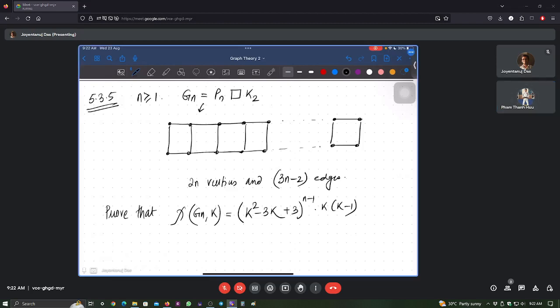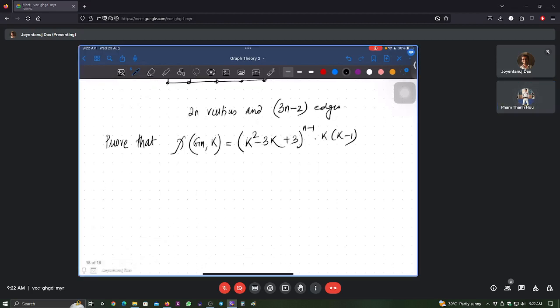So how to do it? We should use induction on n. Yes, we can try induction. So let us try. If n equals 1, then what happens? What is the figure? P1 Cartesian product K2. So let us check.